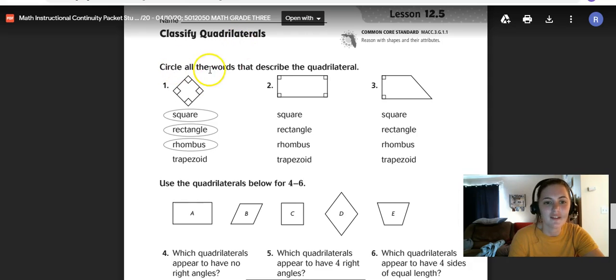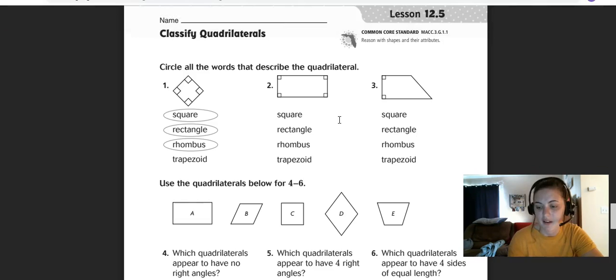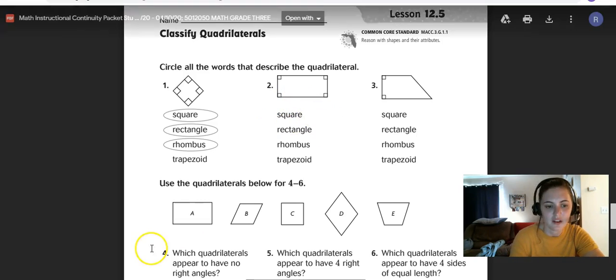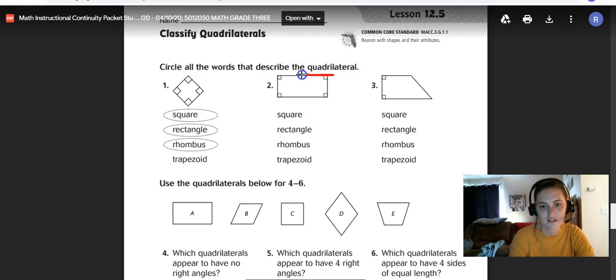So this says circle all the words that describe the quadrilateral. This is where you're going to have to remember that a square can be considered a rectangle, can be considered a parallelogram, all those sorts of things. So here we have two sets of parallel sides. If you extend these out forever, they're never going to touch. And same with these ones. So okay, two sets of parallel sides.